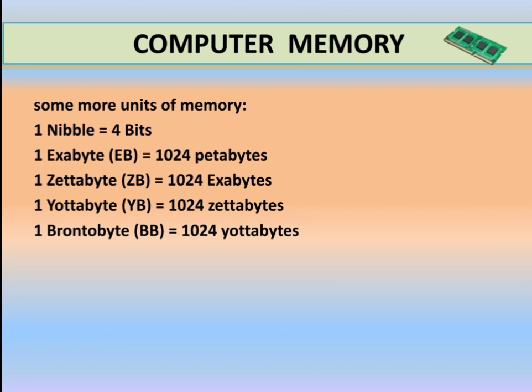Similarly, there are some more units. As I said, when 8 bits are combined, it becomes 1 byte. When 4 bits are combined, it becomes 1 nibble. These terms you have to remember. Similarly, there are some more units of memory. 1 exabyte is equal to 1024 petabytes. 1 zettabyte is equal to 1024 exabytes. 1 yottabyte is equal to 1024 zettabytes, and 1 brontobyte is equal to 1024 yottabytes.